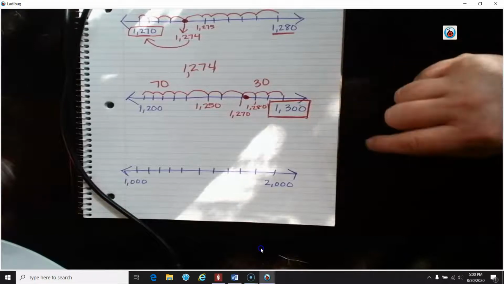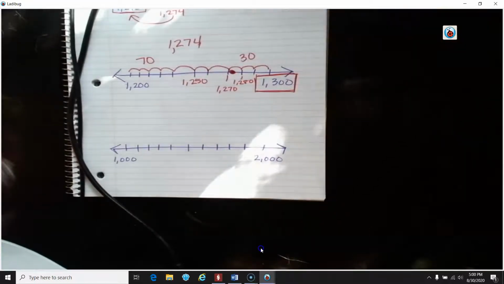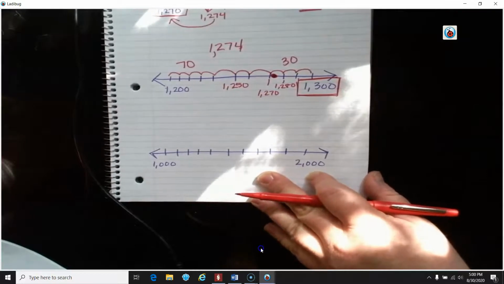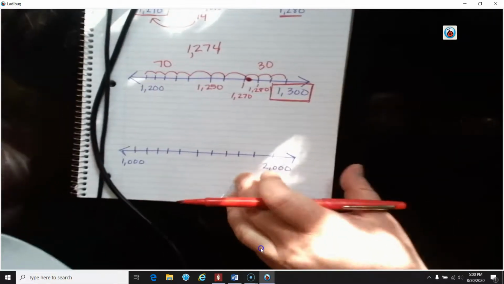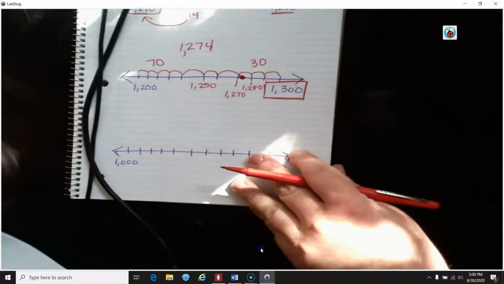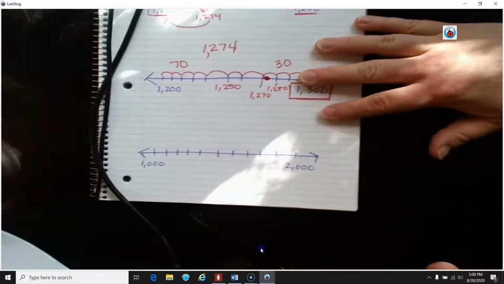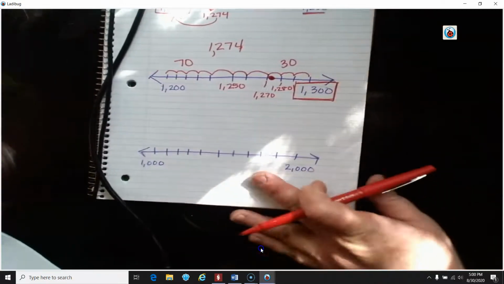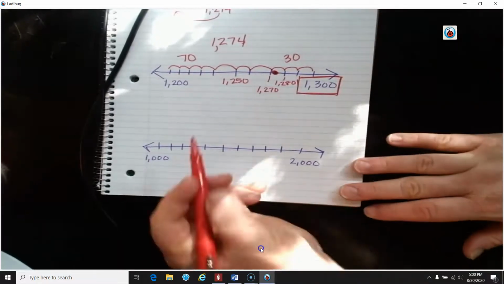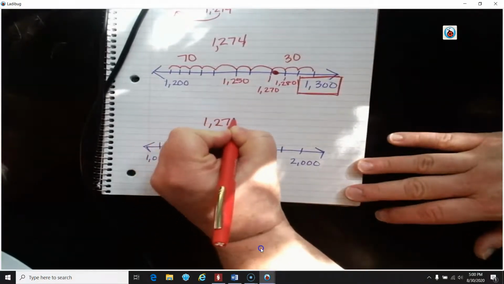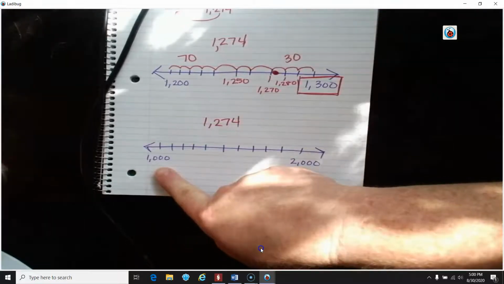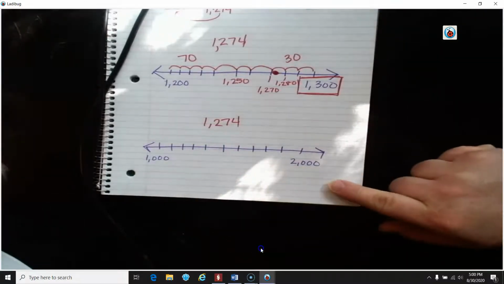Okay? Now, we have one more way we're going to look at this, and this is going to be to the nearest 1,000. All right, I'm trying to get rid of that glare. It's not really working very well. Hopefully you can still see it. Okay, so we have 1,274, and it is between 1,000 and 2,000.